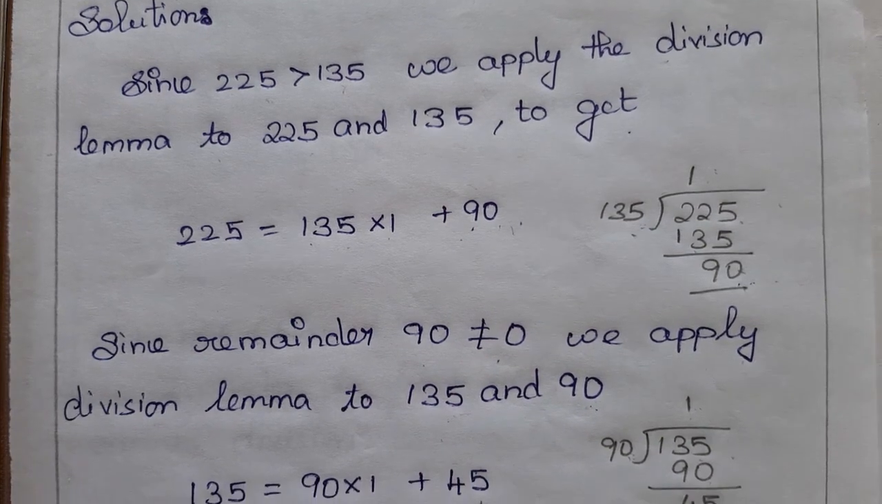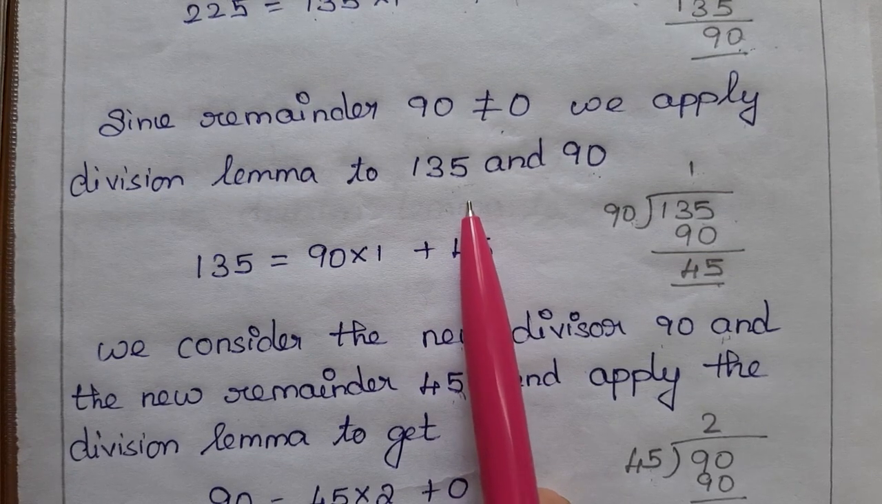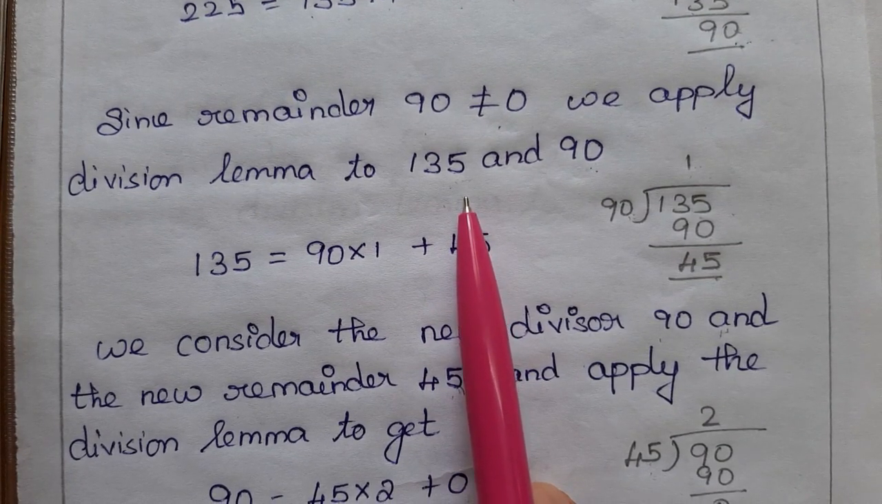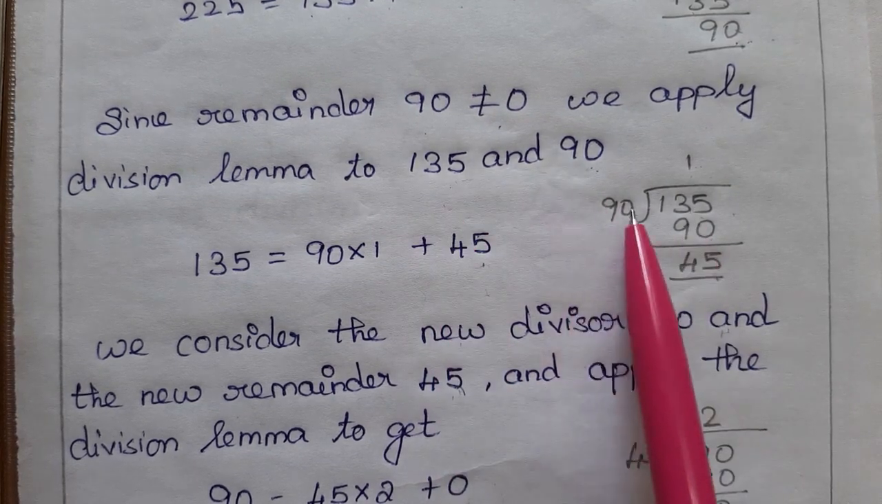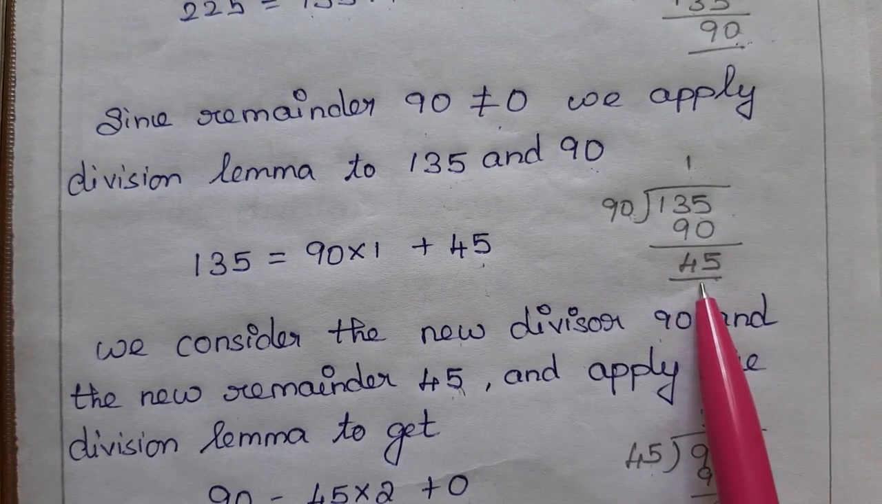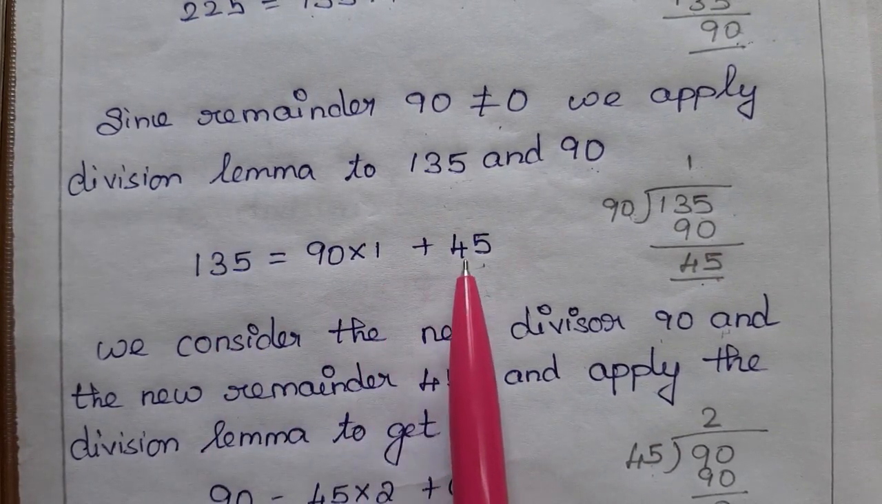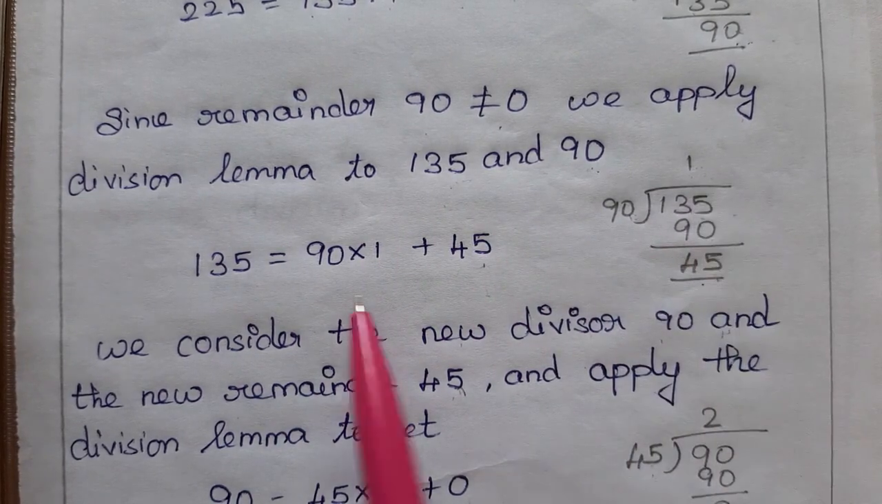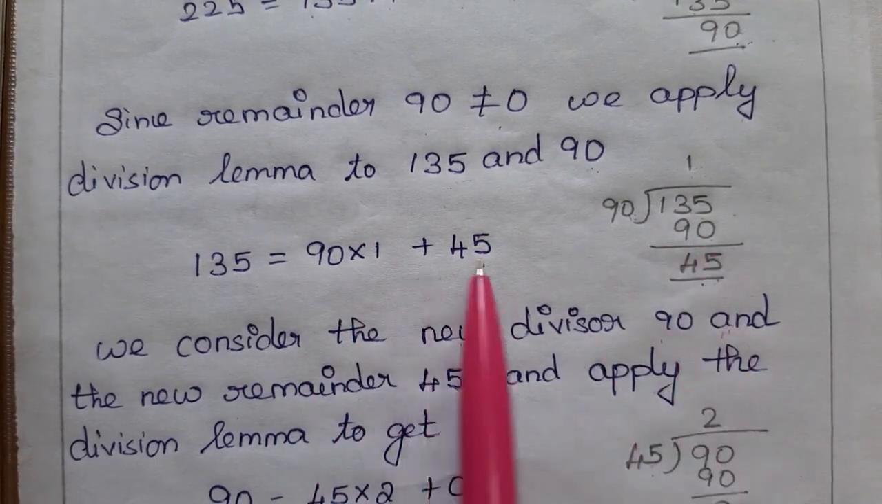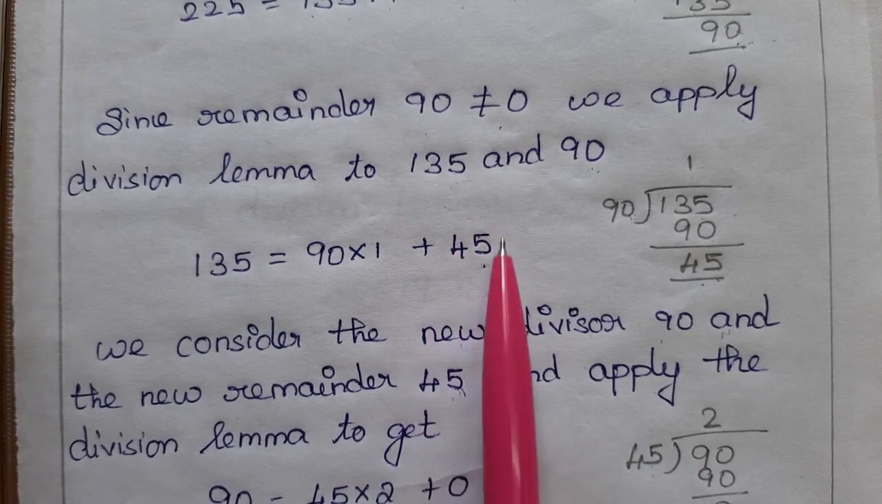As per the condition, 135 is greater and 90 is lesser. So if a is greater than b, then a is the dividend and b is the divisor. Here 135 is the dividend and 90 the divisor, and we get 135 = 90 × 1 + 45, that is, the divisor times the quotient, 90 × 1, plus the remainder. Again, the remainder is not equal to 0.